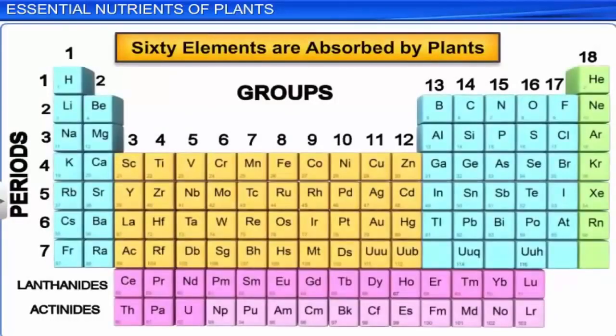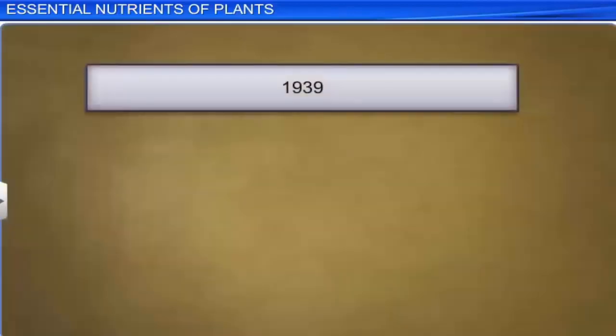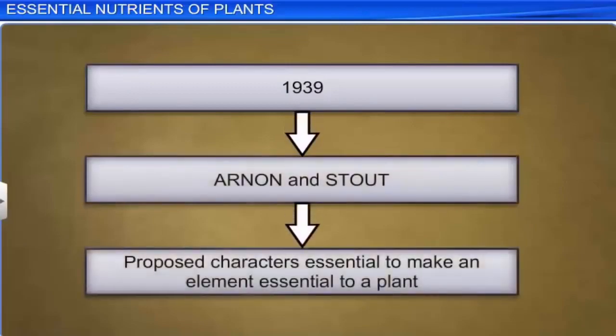Roots absorb 60 of the 105 elements found in nature. However, only 17 of them are considered essential for plant growth and development. In 1939, Arnon and Stout proposed the characters that make an element essential to a plant.